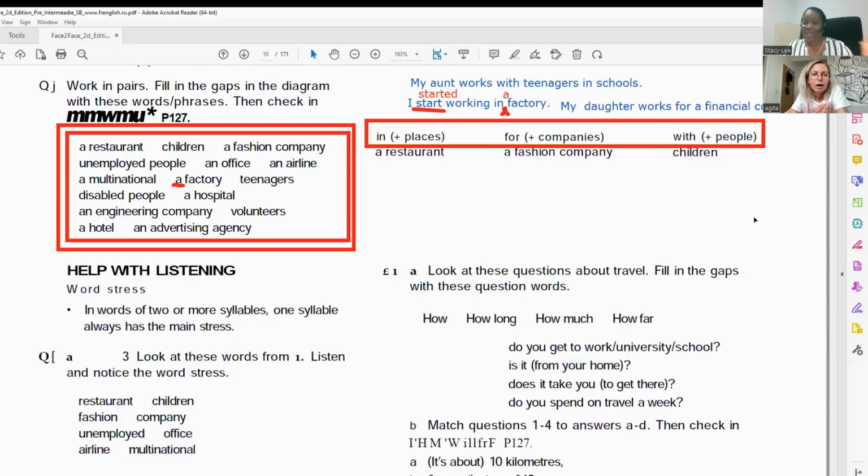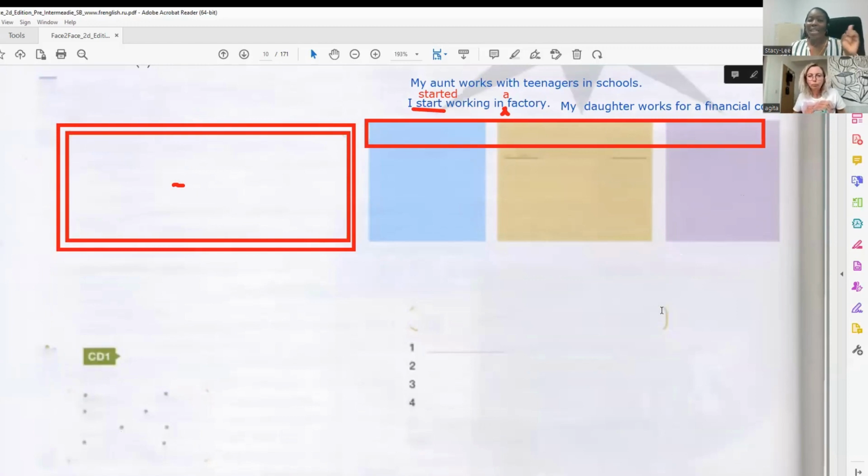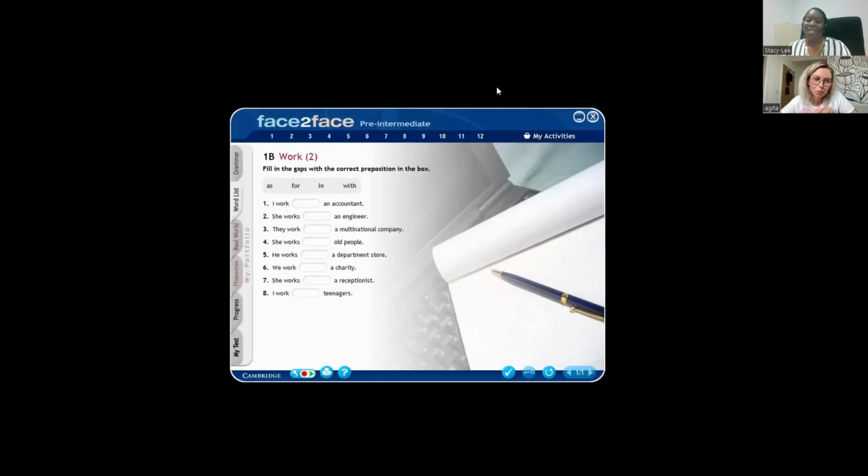Perfect. Okay, very good. All right, let's do a little bit more practice. Now, here you go. I'm going to give you control of the screen. I want you to put in the correct preposition for each of these. Remember, we use in for place, for a company, with people. Very good. So go ahead. The control is yours. I work.